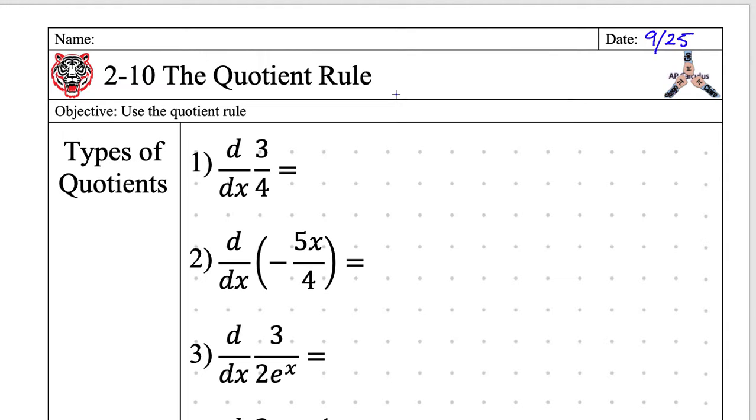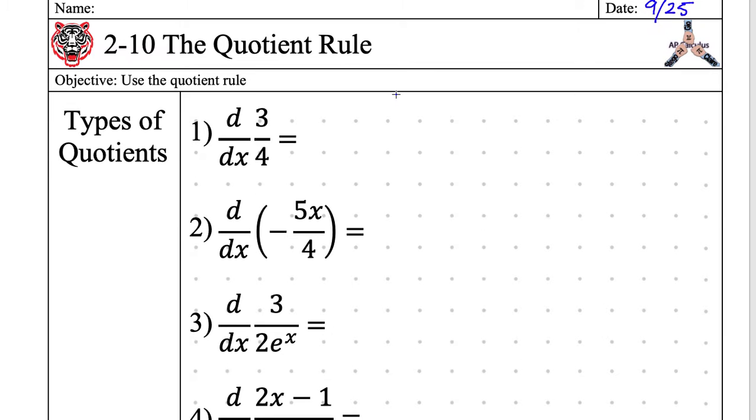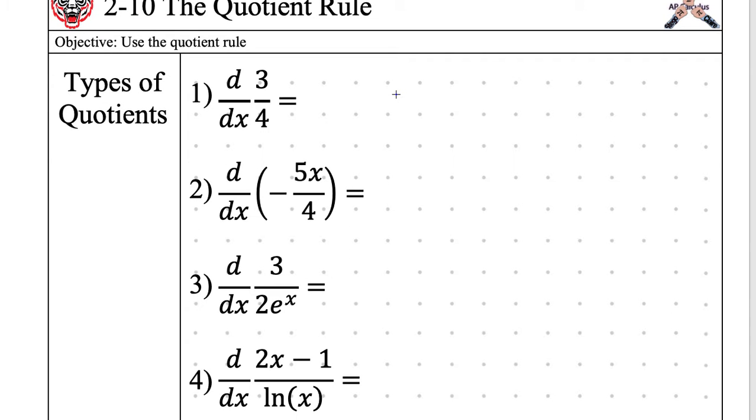Today's lesson is the quotient rule. Our objective is to use the quotient rule. Very similar to 2-9 where it was just the product rule, you're just learning about the quotient rule. There are 4 types of quotients. There's one with a number on the top and the bottom, or constant on the top and the bottom if you would prefer that term.